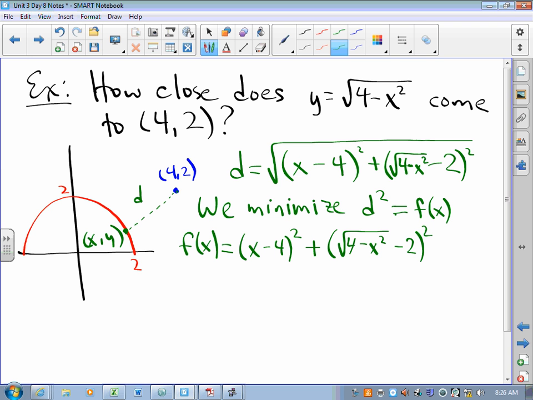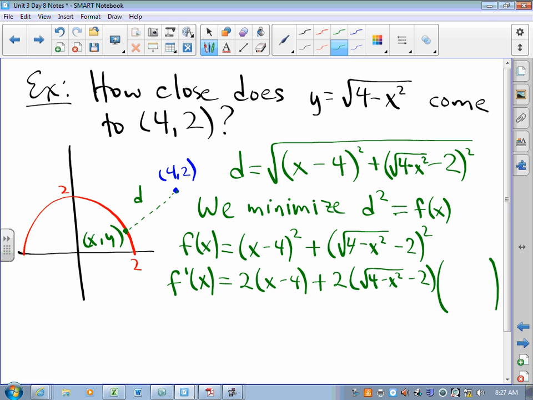Then what do I want to do? I want to take a derivative. I want to set it equal to 0, see where my critical points are. So f prime of x is 2 times (x minus 4) plus 2 times (radical 4 minus x squared minus 2) times the derivative of the inside. And that's 1/2 (4 minus x squared) to the negative 1/2 times negative 2x. That's your chain rule.